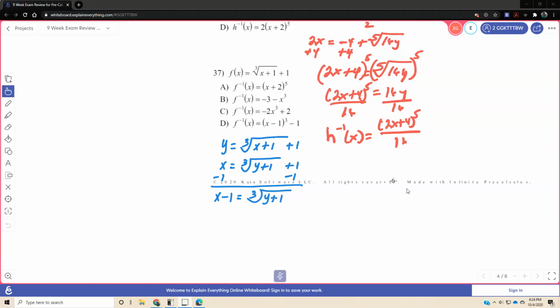And you notice that we have a cube root, so we are going to raise it to the third power. So you have x minus 1, and that will be raised to the third power. Remember that the cube root and the power 3 cancel, so you're left with y plus 1. You subtract 1 from both sides, so we have y equals x minus 1 raised to the third power minus 1. So the proper notation, we have the inverse of f is equal to x minus 1 raised to the third power minus 1. So your answer is D.